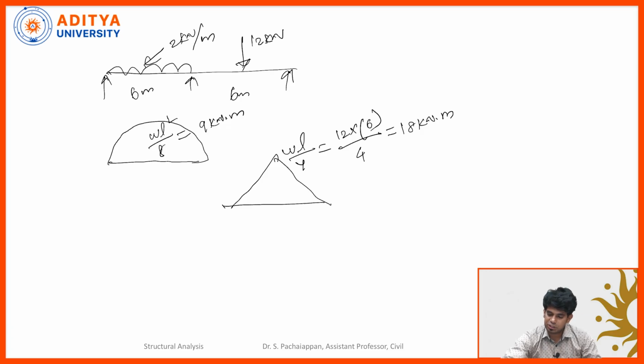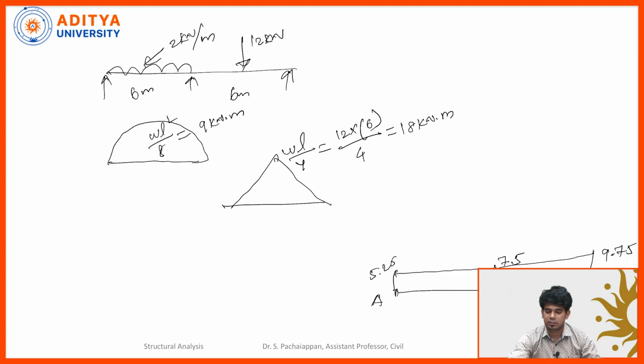So by superposition method, the bending moment diagram looks like this. This is support A, support B and support C. We have the bending moment value at support C as 9.75, which we calculated. At support B we have 7.5. At support A we have 5.25. So this is the bending moment diagram of moment which is negative.